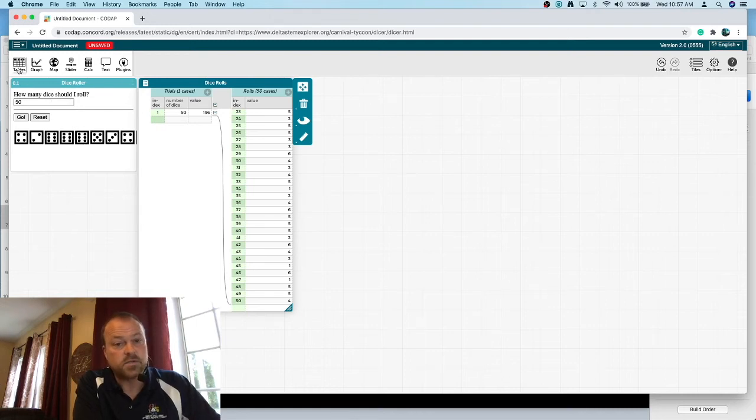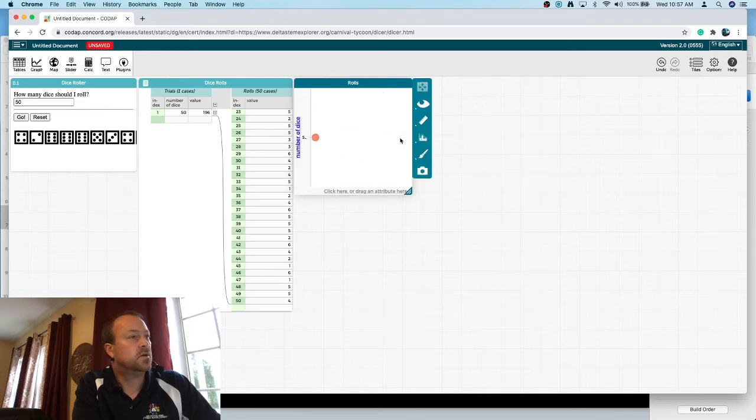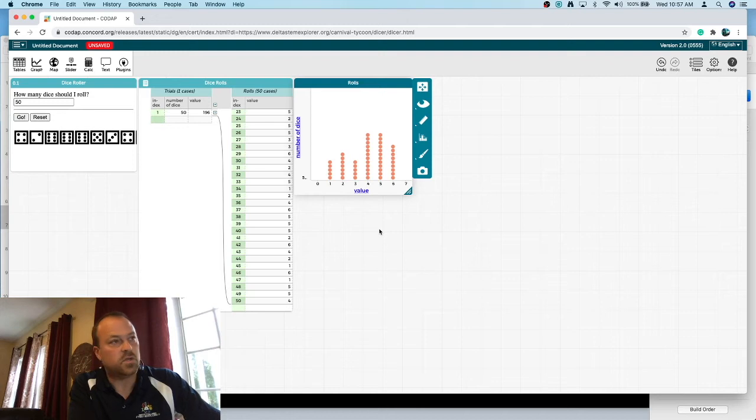All you got to do is go up here where it says graph, and right now it's just a plot all over the place. We're going to change the y-axis to the number of dice, and the x-axis to the value.